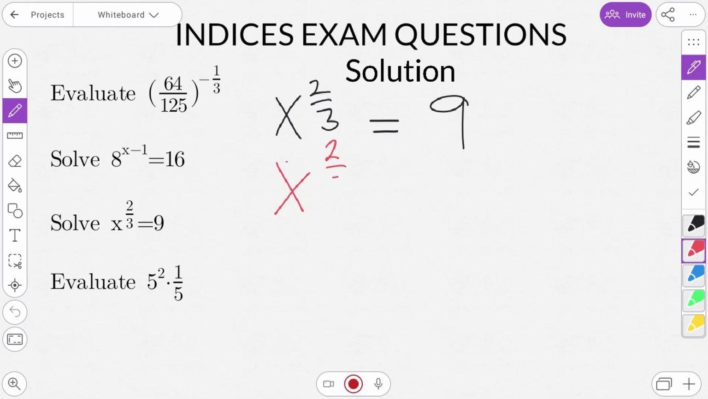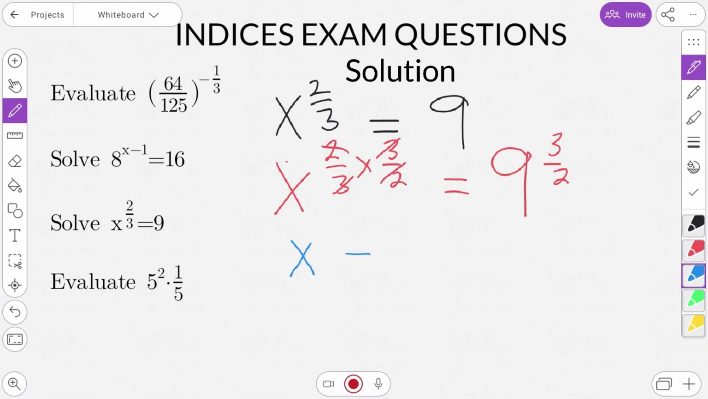So x raised to an exponent of 2 over 3. We will also multiply it with the reciprocal of 2 over 3, that is 3 over 2. Then we do the same for the other side of the equation. Then now we can cancel out and it will be left with only x. Okay, 9 raised to an exponent of 3 over 2.